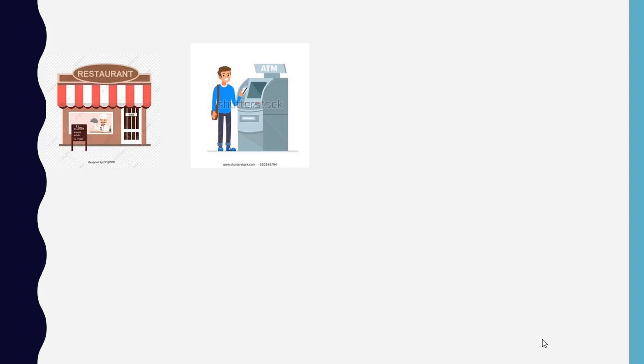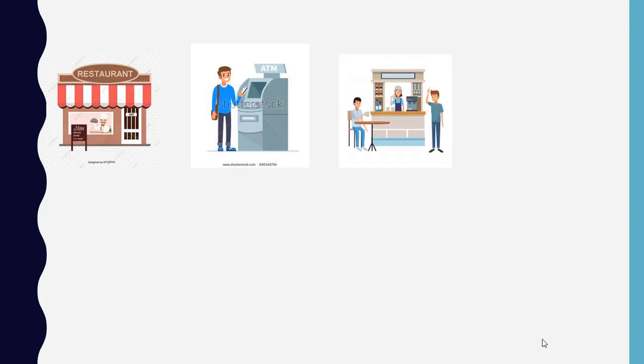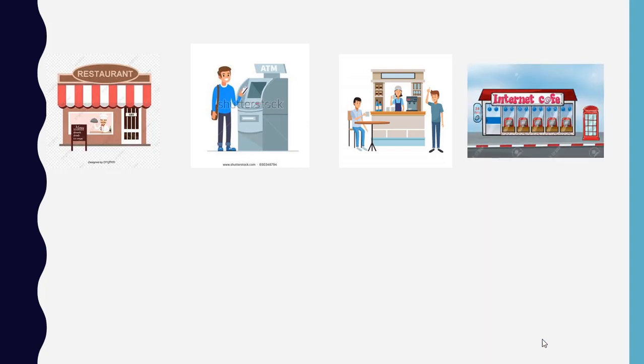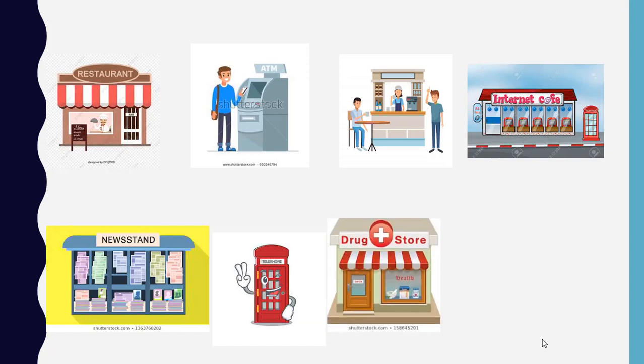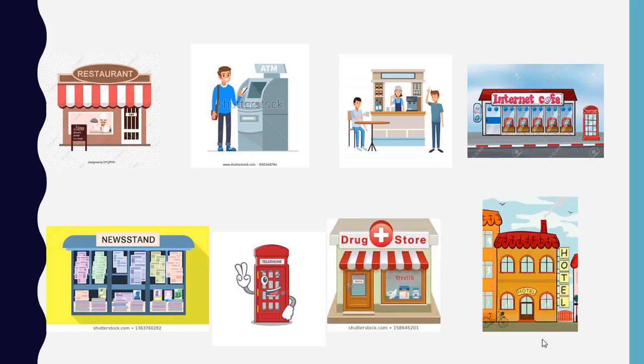ATM, that is another place. ATM. Remember the vocabulary, the alphabet. ATM. This is cafe. Cafe. Internet cafe. Newsstand. Payphone. It says a telephone, but the place is payphone. Drugstore and hotel.